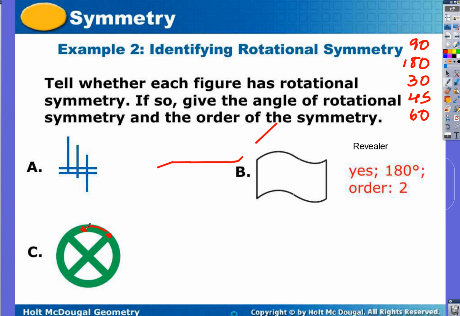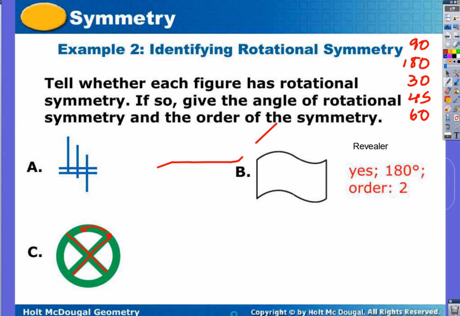If I were to get this and turn it a quarter turn, now this line here would be where this line is. And if I continue to go 90, 90, 90 all the way around, eventually, every time it would match up, and eventually I'd make it to 360. So the angle of rotational symmetry here would be 90.